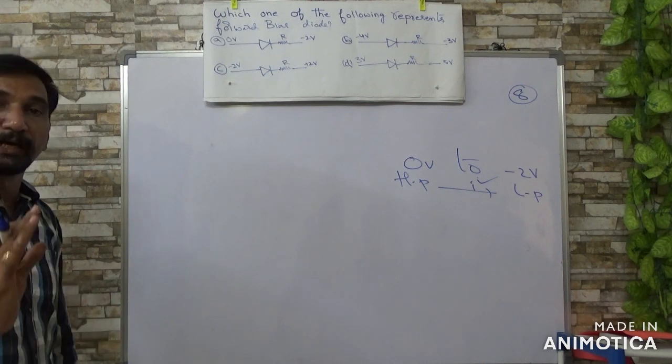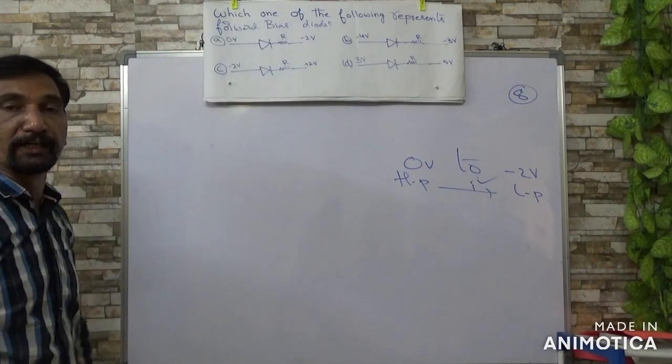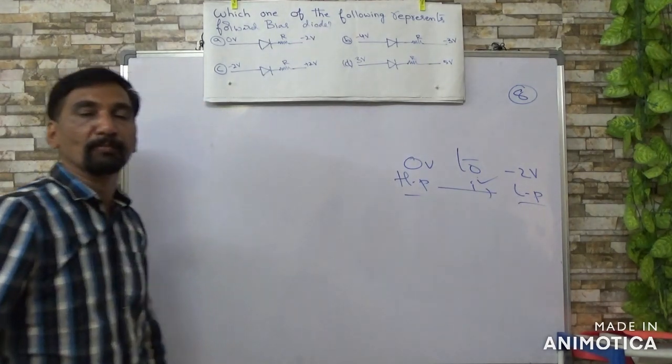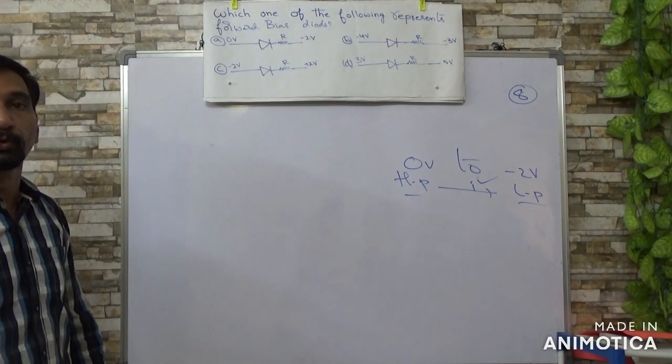So remember, in order to identify the diode which is connected in forward bias, you have to select a point where it is connected from high to low, but not low to high.